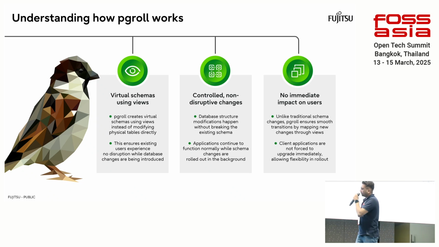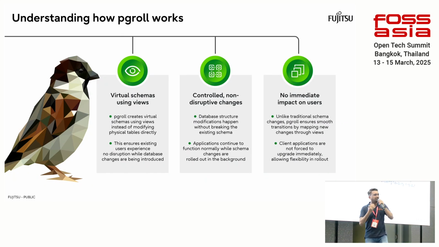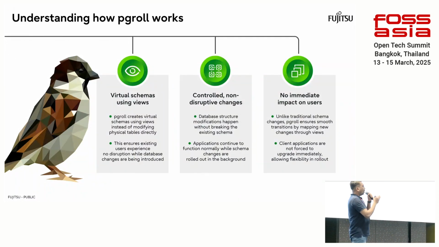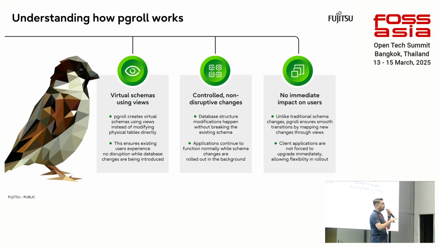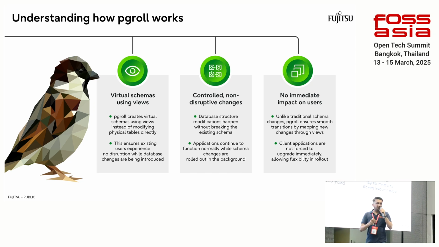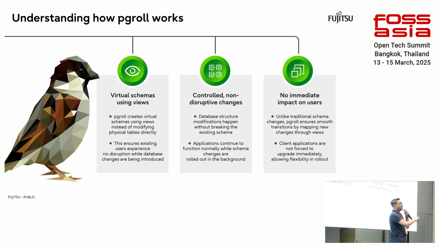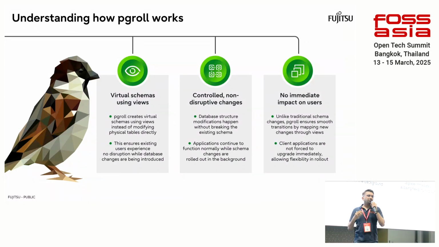Last one is the non-immediate impact on users. In a traditional schema change approach, even a small or single schema change can lead to user disruption, a possibility of impact on users as well. But here, pgroll will accommodate all your applied schema changes and map them by using views. This ensures that your application does not require immediate upgrade to work with your schema change. So you and your application developers have enough flexibility, or I would say an ample amount of time, to upgrade their application at their convenience.